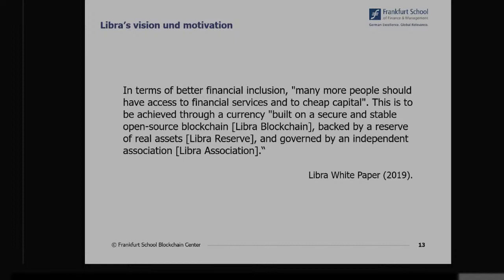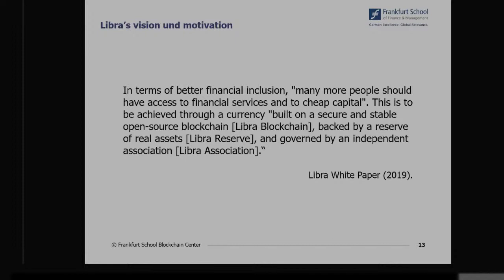The first one is increasing the access to financial services, so being an increase for financial inclusion. And the second one is cheap capital. So therefore, it's the goal to decrease transaction costs. And these are the 2 official goals from the Libra Association. So it's primarily social and also economic issues the association wants to address. And these 2 goals should be reached through a currency built on a secure and stable open source blockchain, the Libra blockchain, backed by a reserve of real assets, the so-called Libra reserve, and governed by an independent association, the so-called Libra Association.